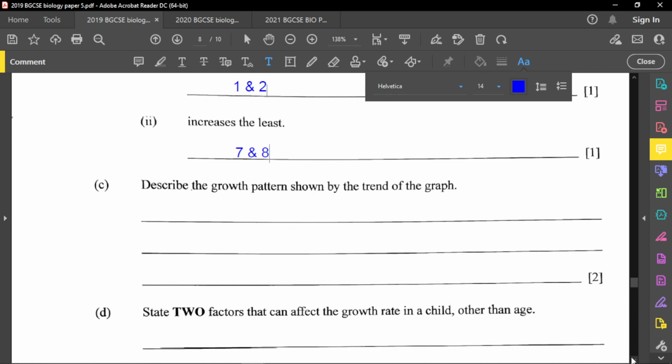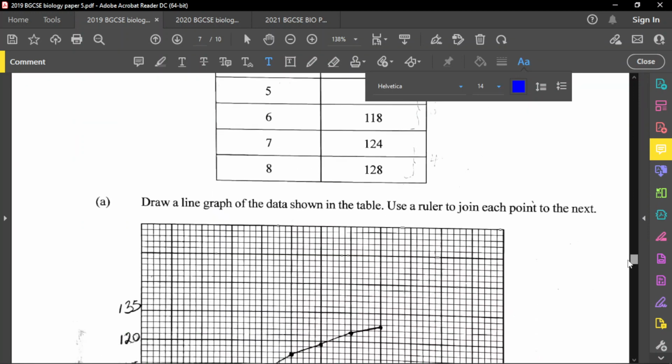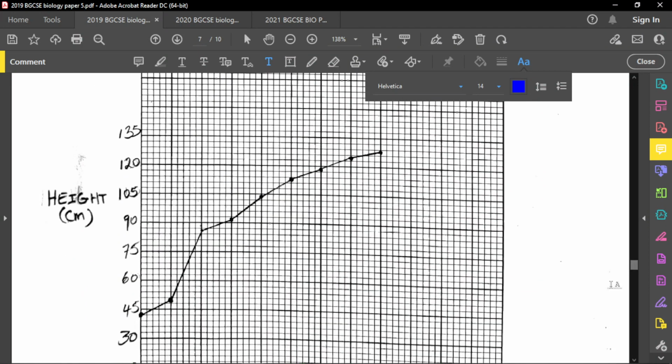All right, this is part C. It said describe the growth pattern shown by the trend of the graph. And look at the graph carefully. You're going to notice a number of things. So let's go back to the graph again one last time. I notice the pattern of the graph is a general increase. Okay, so there's a general increase straight across the board. But of course, at different points, you notice there's something happening here. All right, so I'm going to mention it.